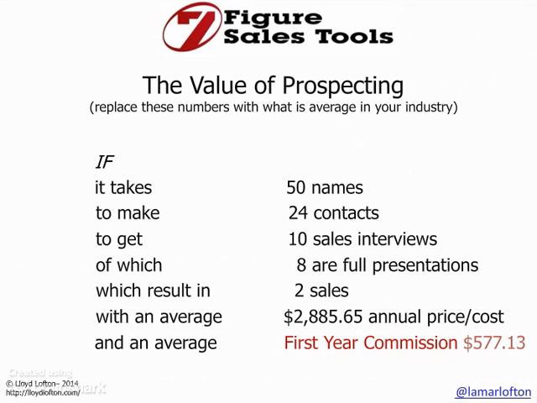So let's look at the value of prospecting. There's my numbers. You have to know what your metrics are. I've known what my numbers are for years. If I have 50 names, I don't care where I get them from, profile list, telemarket list, internet leads, wherever I get the names from. If I get 50 names on average, whether I call them or just walk in the business, I'm going to get 24 contacts. In other words, if I call 50 numbers, 24 people are going to answer. If I walk in 50 businesses, 24 people are going to talk to me.